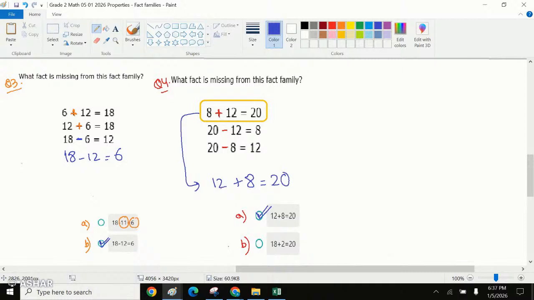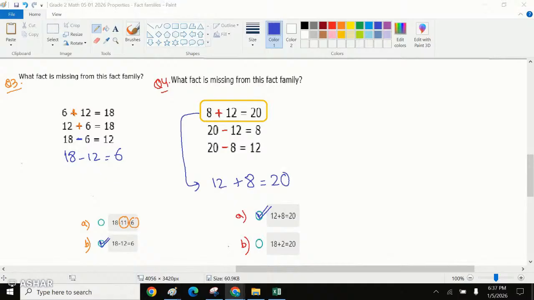We cannot take option B because option B has two different numbers, 18 and 2. We are not considering 18 and 2, right? So we always consider the numbers which are already there in the question, okay? Thank you everyone for your answer.